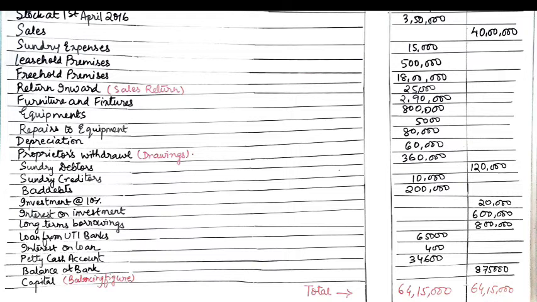And balance at bank 3,46,000. We will get a balancing figure. That means the debit is greater than the credit. So whatever the balancing figure is, we will put it as the capital balancing figure, which comes to 8,75,000. And the total of the trial balance is 64,15,000. As I told earlier, debit should be equal to credit.